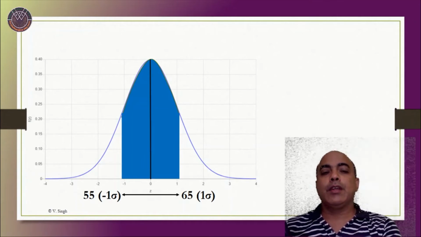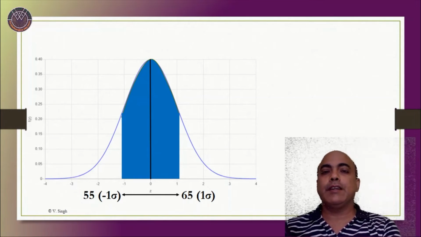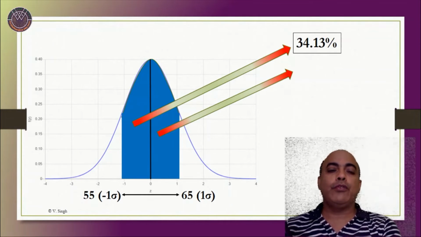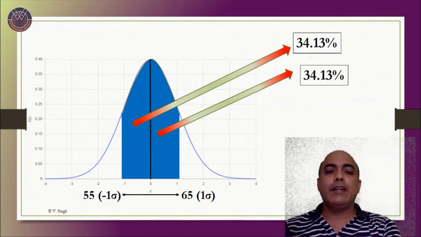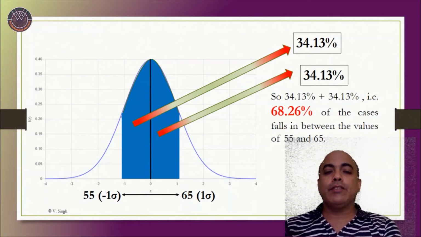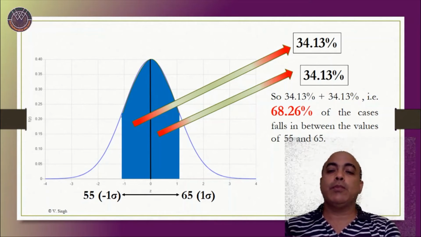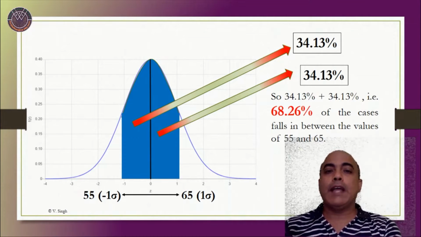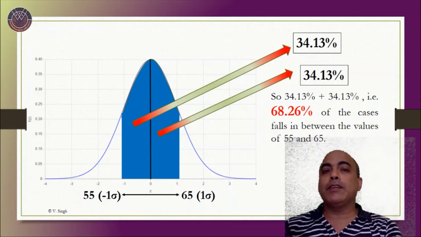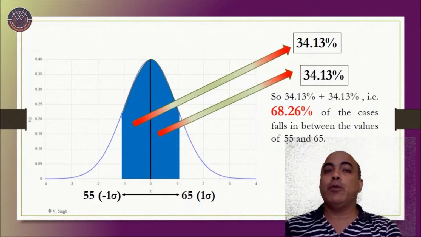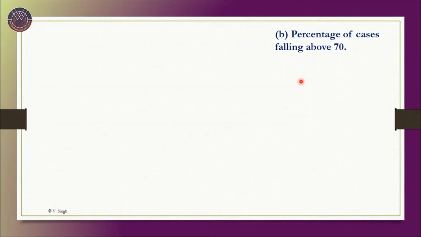We also know that in between mean and 1 standard deviation or 1 sigma, 34.13% of cases lies. So if we take together the left hand side and the right hand side, each 34.13% of the cases lies. So overall we can say that 68.26% of the cases falls in between the score 55 and 65. So we got the answer of our first question, that total percentage of cases in between the score 55 and 65 is 68.26%.